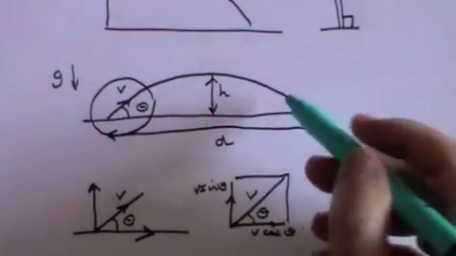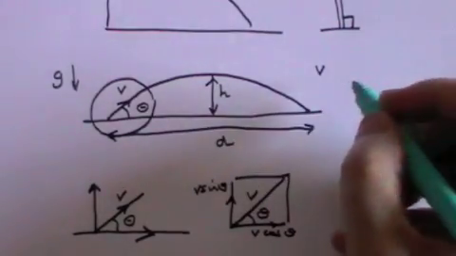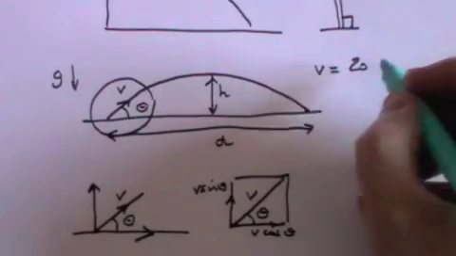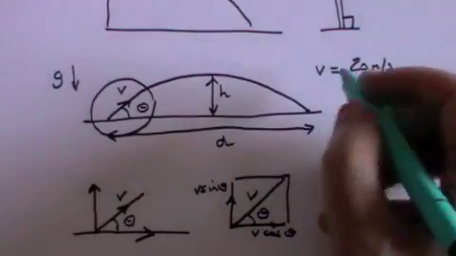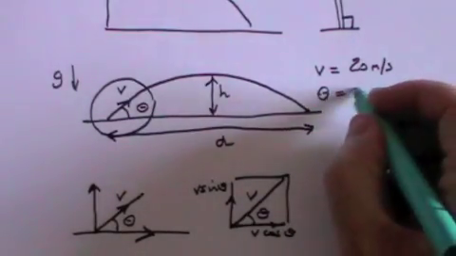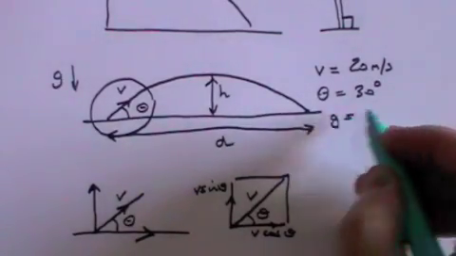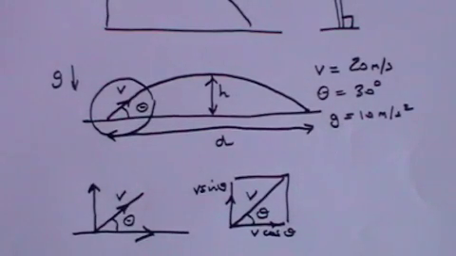Let's take this situation here, and we will assume that v, that's the initial velocity of the ball or the bullet, whatever it is, is 20 meters per second. We will assume that theta is 30 degrees, and we will assume that g is 10 meters per second squared. It's usually 9.81, but let's keep the maths simple and call it 10.